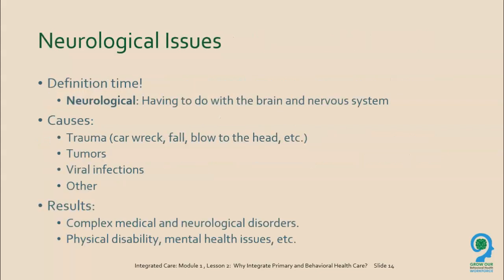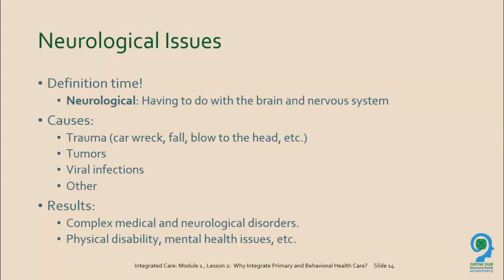Neurological issues are a great example of how complex the interplay between physical and mental health can be. Let's stop for a moment to define neurological, because it's one of those big funky words that's thrown around a lot. Basically, it means that it has to do with the brain and the nervous system. So anything that has to do with that part of your body that involves nerves, whether it's nerves that help you to feel or to move, any of that electrical wiring, that's a neurological issue.